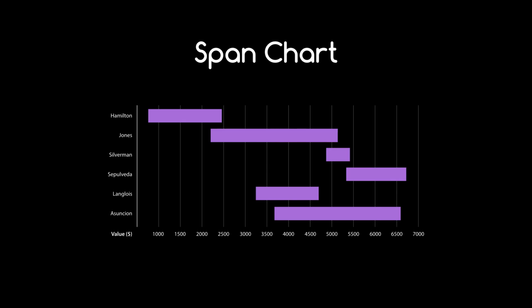The next chart is a span chart, and this is used to visualize ranges. So it's ideal for displaying dataset ranges between a maximum and a minimum value, and it uses the length of these bars to visualize that. So the beginning of the bar is the start of the range, and then the end is the maximum value.